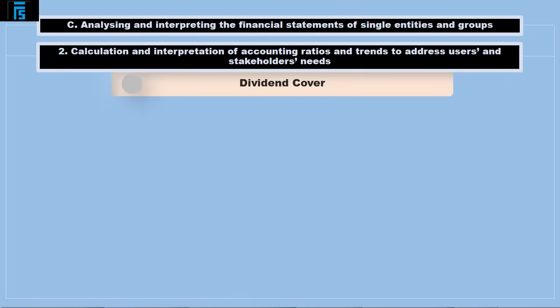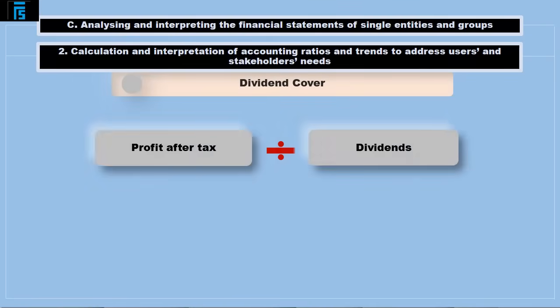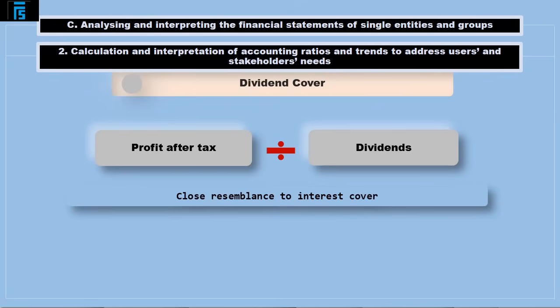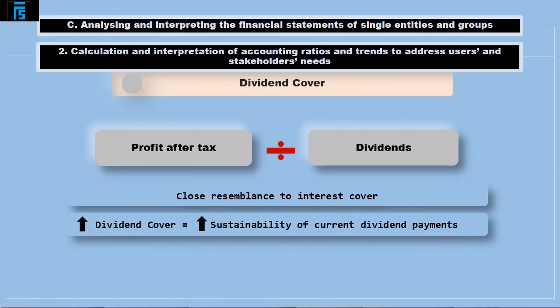Another dividend-focused metric is the dividend cover, which measures the relationship between profit after tax and the amount of dividends paid. This ratio bears an obvious resemblance to the interest cover which we introduced in the previous module. Naturally, the higher the dividend cover, the more likely that a company will be able to sustain its current dividend payment levels in future periods.